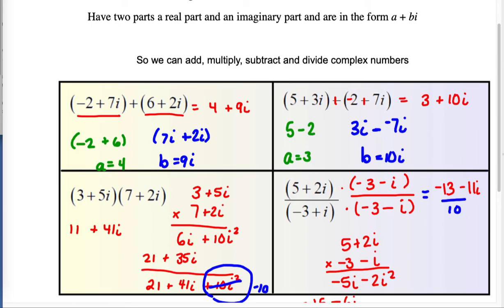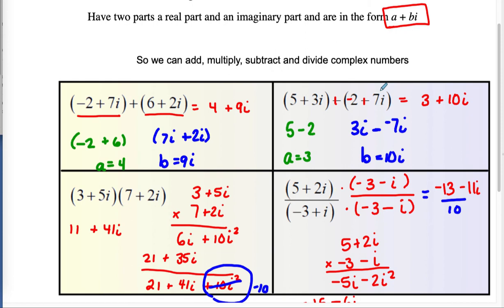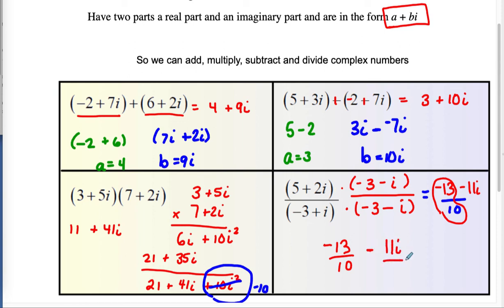But generally, they want you to write it in a plus bi form. A plus bi form is basically a shortcut for saying we want you to clearly state the real part of our number and clearly state the imaginary part of our number. What does that mean? Well, let me clean up down here. And they just basically want you to say, negative 13 over 10, if we do our pretzel, is our real part, and our imaginary part is negative 11i over 10.